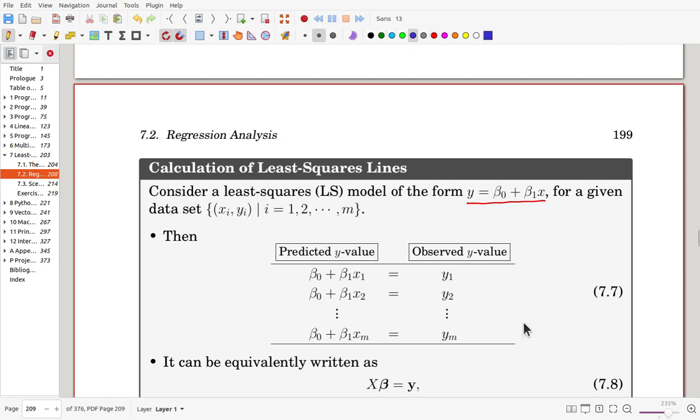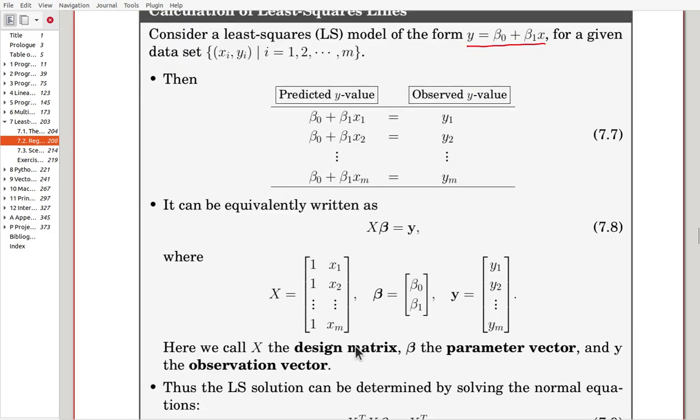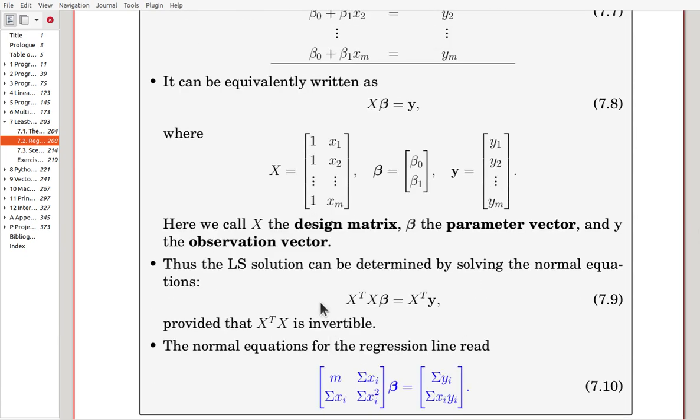Now for the equations, we can write them in this matrix form. Here X has the coefficients 1 and x1, because the unknowns are beta 0 and beta 1. 1 is the coefficient and x1 is the coefficient for the first equation, and for the second equation, 1 and x2 are coefficients. So the matrix X is the collection of coefficients, beta is the unknown vector, and y is the observation vector. And here, if we are using the least squares technique, we can use the method of normal equations.